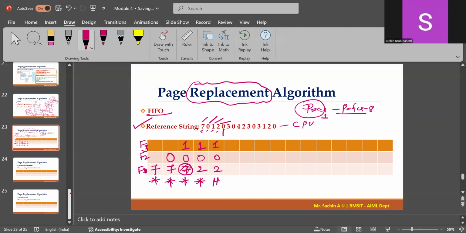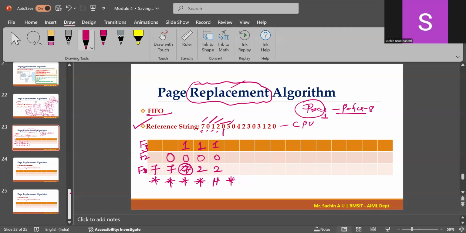Which is the next page requested by the CPU? It is 3. Check here: is 3 present in the main memory? No. If it is not present, I term it a page fault. When there is a page fault, it is necessary to replace a page. Which page should I replace? 7 is already replaced.